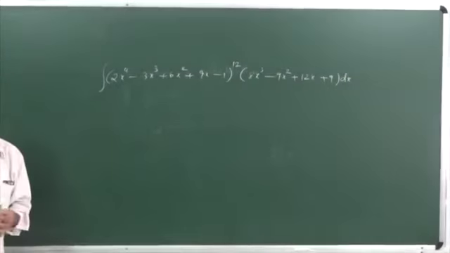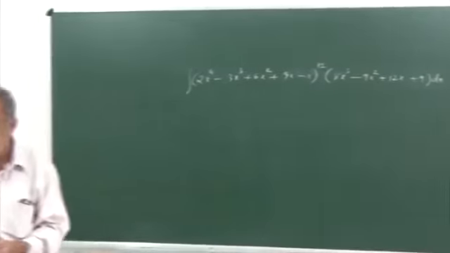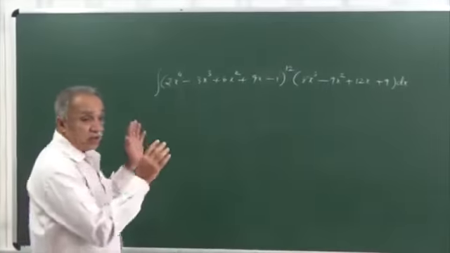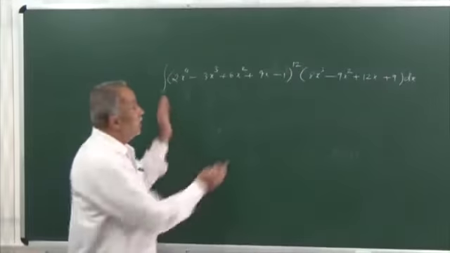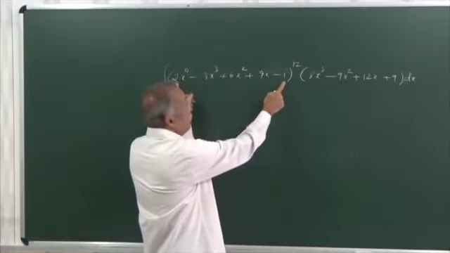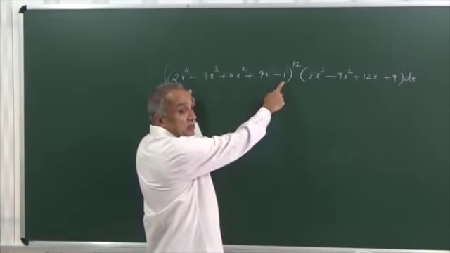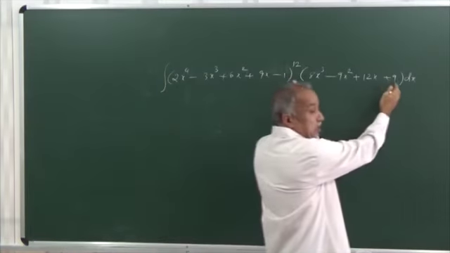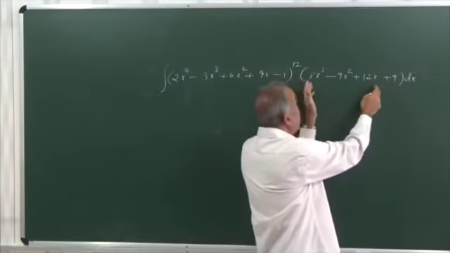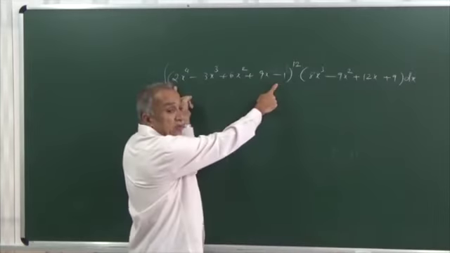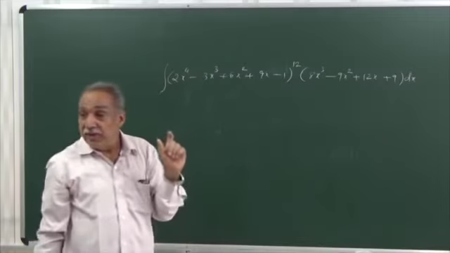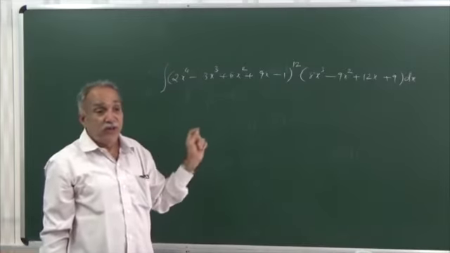Suppose this is the function you need to integrate. I find the function composed of two parts. One part is a composite function, a function of this g of x. I notice that the second part of the integrand is exactly the differential of this part. So, I find the method of substitution is most convenient to apply.